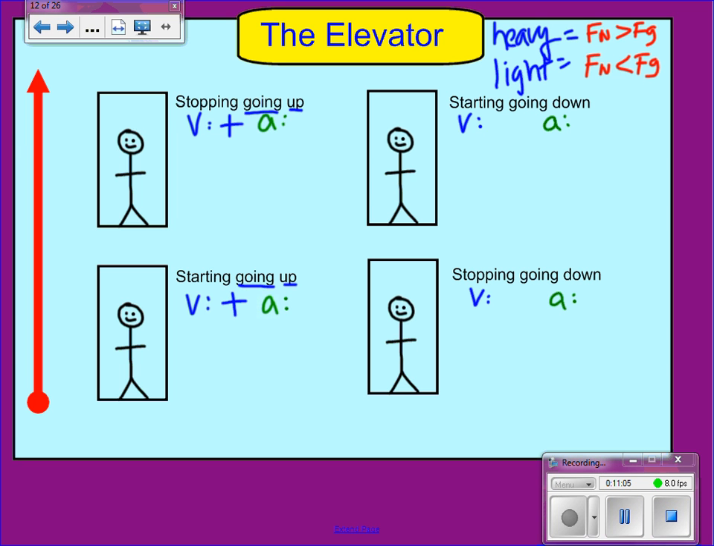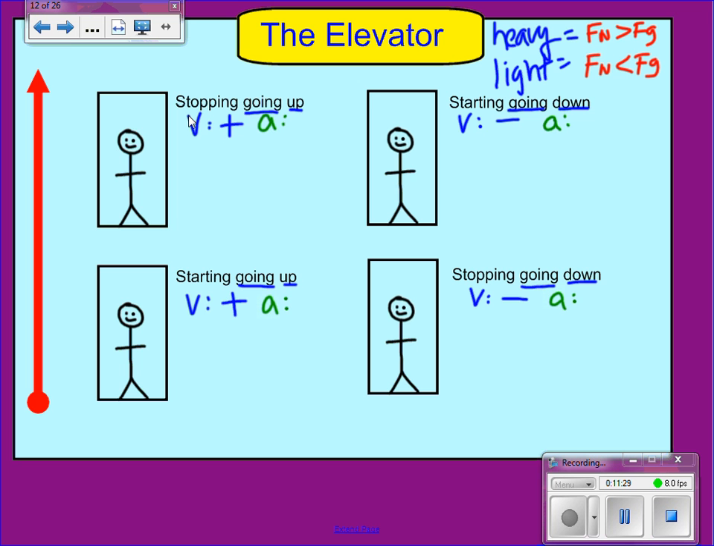Let's look at the ones on the right. Starting going down. I only care about going down, and since now the elevator is going down, the velocity is negative. For the fourth one, stopping going down. Once again, don't care about stopping. All I care about is going down. And so that means my velocity will be negative as well. So now I know the signs of my velocities for all four situations.